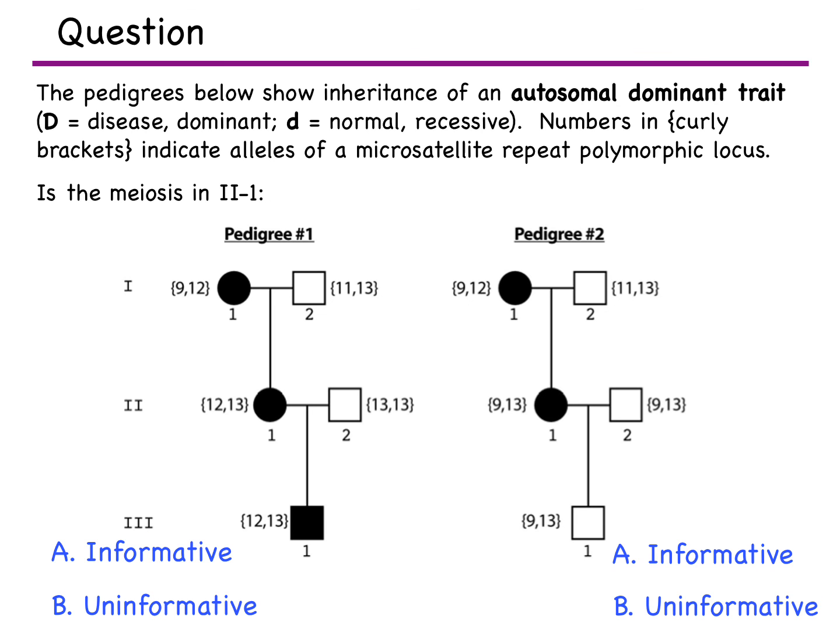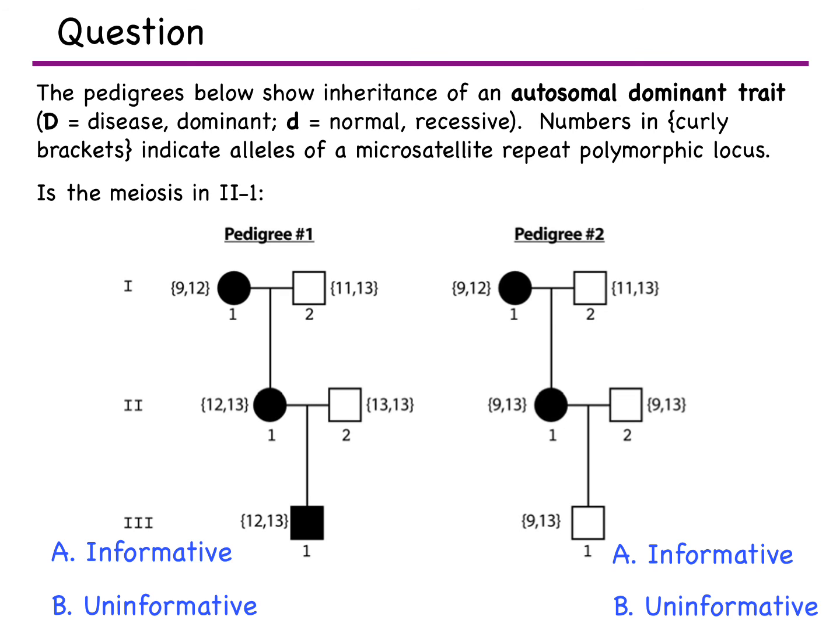Okay, so here's a question that tests the concept of informative versus uninformative meioses. The pedigrees below show inheritance of an autosomal dominant trait, big D equals the disease, and little d equals the normal recessive allele. The numbers shown in curly brackets indicate alleles of a microsatellite repeat polymorphic locus. So the numbers could refer to the number of repeats in that locus as determined following PCR of the locus and running out the results on a gel.